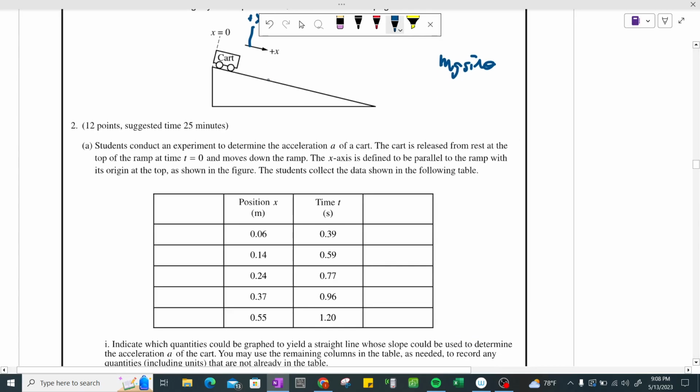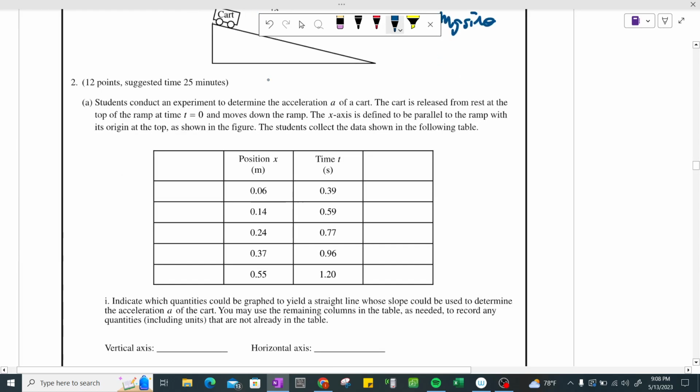Students collect the data shown. So they've got the position as it goes down the ramp, and they've got times. Indicate which quantities could be graphed to yield a straight line whose slope could be used to determine acceleration. So if we think back to kinematics formulas, that's what we're going to need. We've got a few options. So we're trying to find the slope to determine the acceleration.